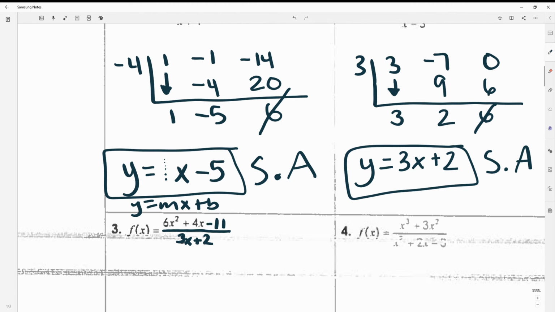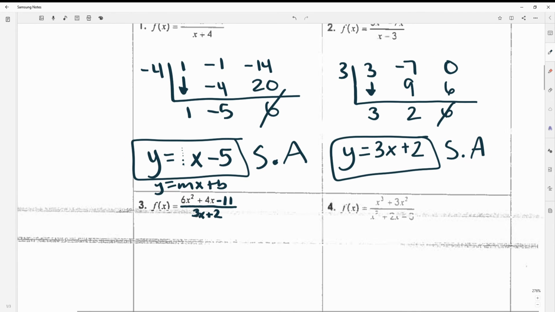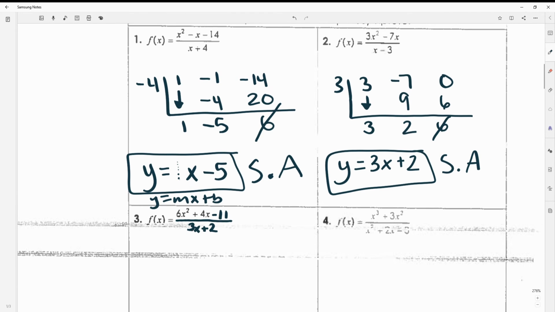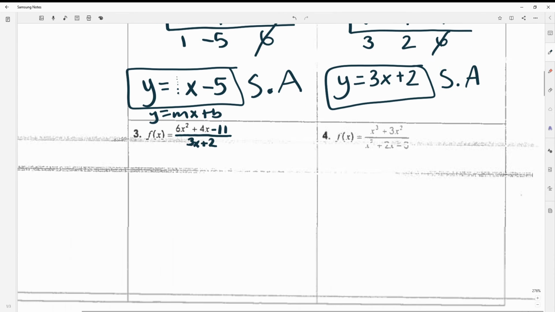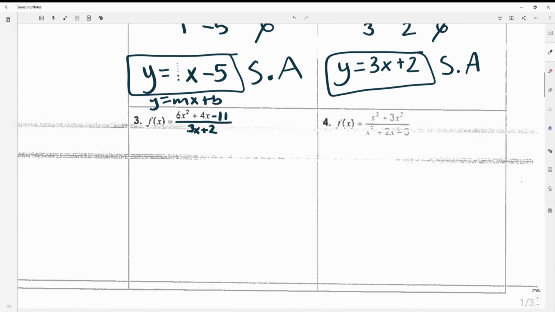Okay, it's -11. So instead of that first method like question 1 and 2, we're going to set it up using our second option. So I'm going to take that denominator. This one might be a little bit more familiar with how you normally divide. Okay, so I have numerator divided by denominator. So 6x squared divided by 3x.